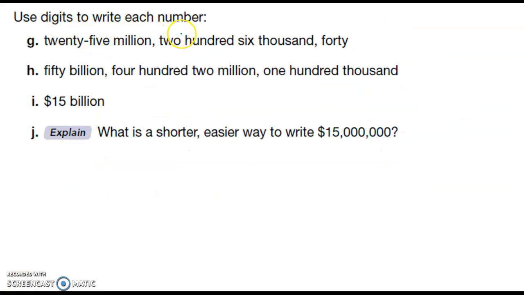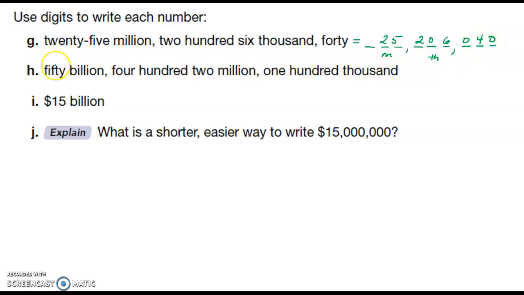All right, use digits to write each number. So we're going the opposite way. We have the English words and we're making them into math numbers. So I have 25 million. What I like to do with this is I like to go ahead and make what I call a skeleton. So this is millions, this is thousands, and then this is hundreds. Okay, so it says 25 million, so I'm going to put that here. 206,000, so that's going to go here, because this is my millions and this is my thousands. 40, so I'm going to have to put a 0 there, and this is my number.